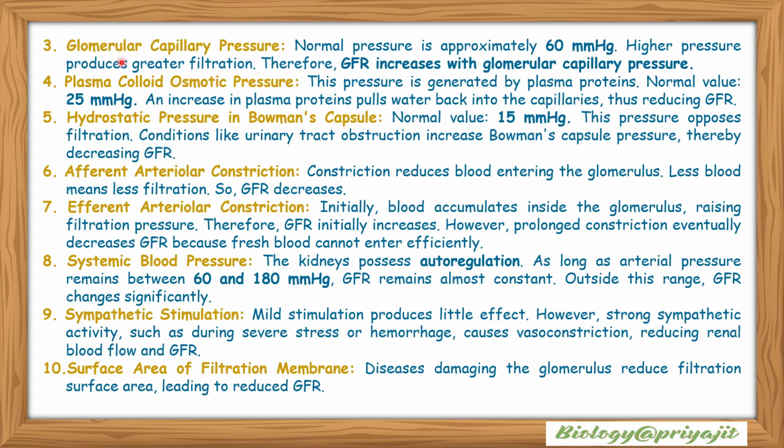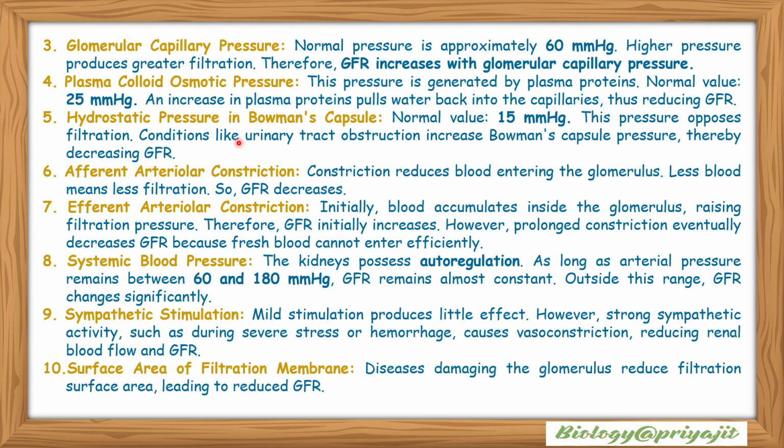Third point is the glomerular capillary pressure. Normal pressure is approximately 60 mmHg. Higher pressure produces greater filtration. Therefore, GFR increases with glomerular capillary pressure. Fourth is the plasma colloid osmotic pressure. This pressure is generated by plasma proteins. Normal value is 25 mmHg, and an increase in plasma proteins pulls water back into the capillaries, thus reducing GFR.